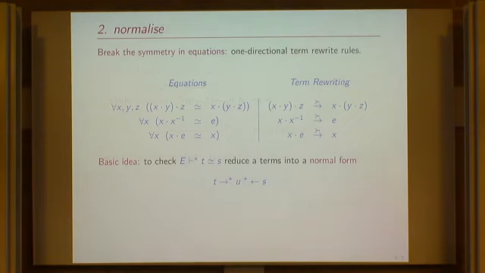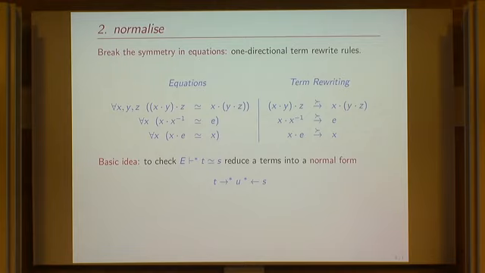It's also very inefficient to apply this equality in all directions, so the general idea is to break the symmetry between equations and use the replacement in one direction. That's called term rewriting. Instead of having a set of equations, we have a set of term rewriting rules. And this is the second point, as I said, of three points: normalization. We will normalize terms based on this term rewriting.